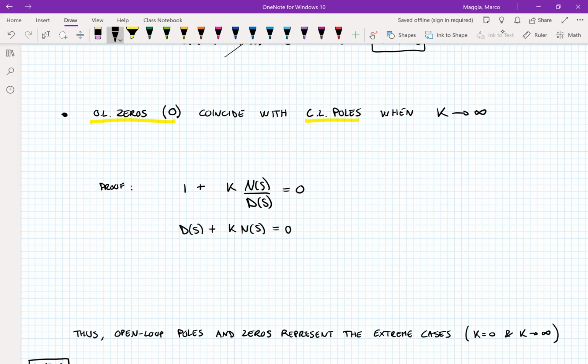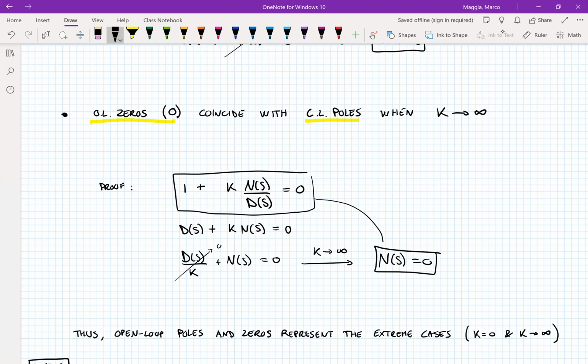And let's divide everything by k, because k is not 0, so we can do that. So as k tends to infinity, the first term will tend to 0, leaving us with N of s equals 0. And N of s equals 0 will give us the open loop poles. The open loop zeros. So you see that these two are the same for k that tends to infinity.